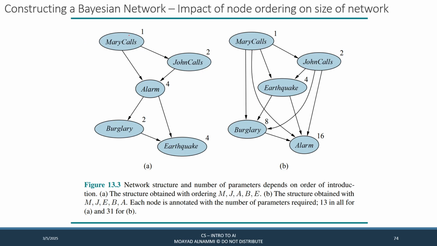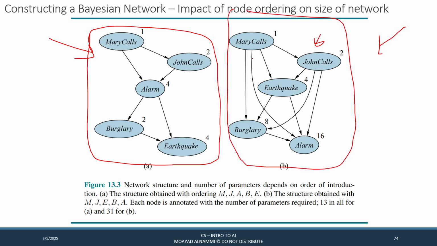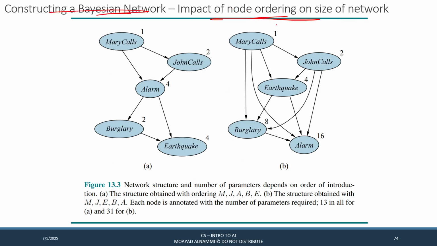The structure of your network can really influence the size, or how compact the network is. For the alarm network, we could have constructed this Bayesian network structure or this Bayesian network structure. If you notice in this Bayesian network, there are a lot of connections, and so the number of parameters for this one is 13, whereas the number of parameters for this one is 31. With this structure here, you really didn't get any savings. This is like the full joint probability table. So the structure of the network really does impact the size.